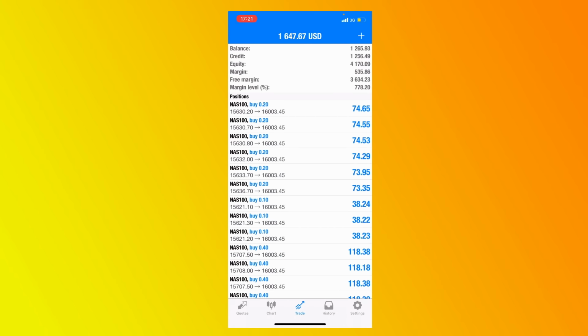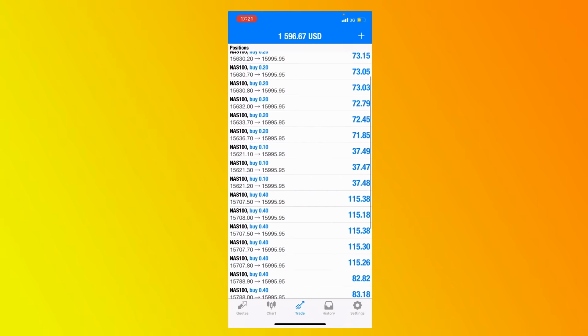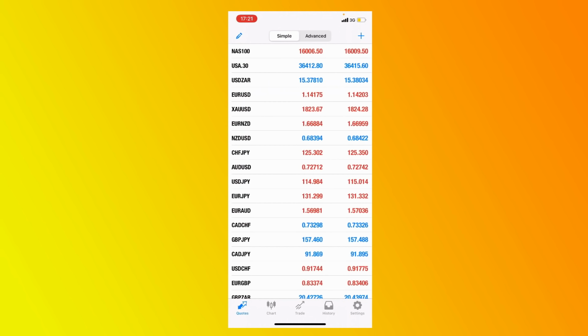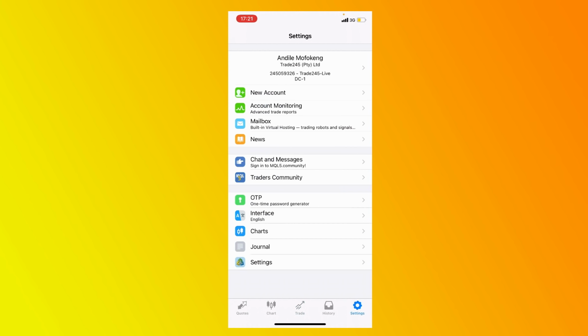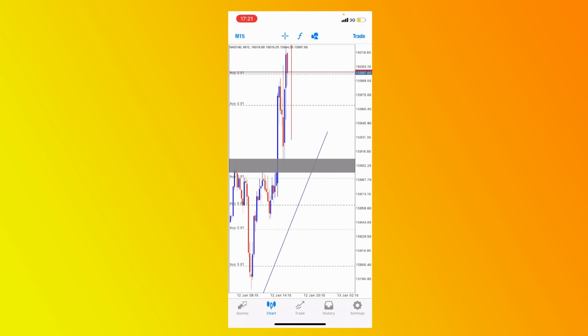So this is us seeing Nasdaq, how I traded Nasdaq this week, just to show you guys that everything is possible, man. You can see this is a real account, and then we go to the other one, it's still a real account, and you can see the profits running right there, just the markets playing around.